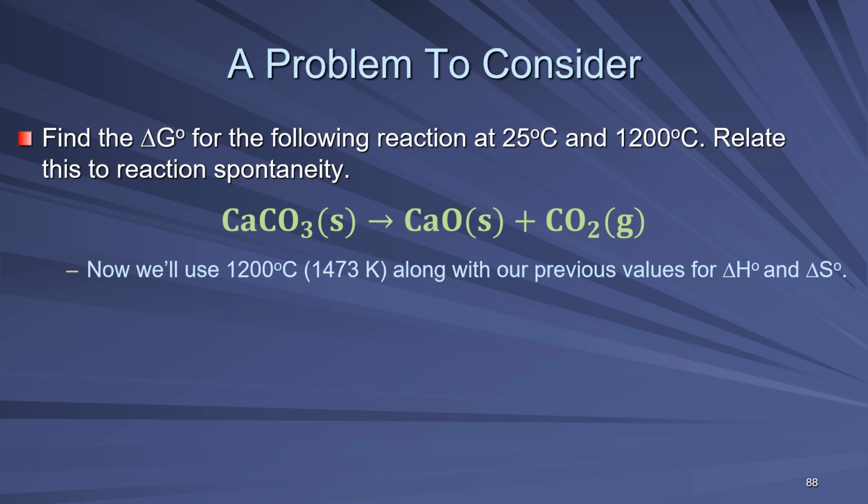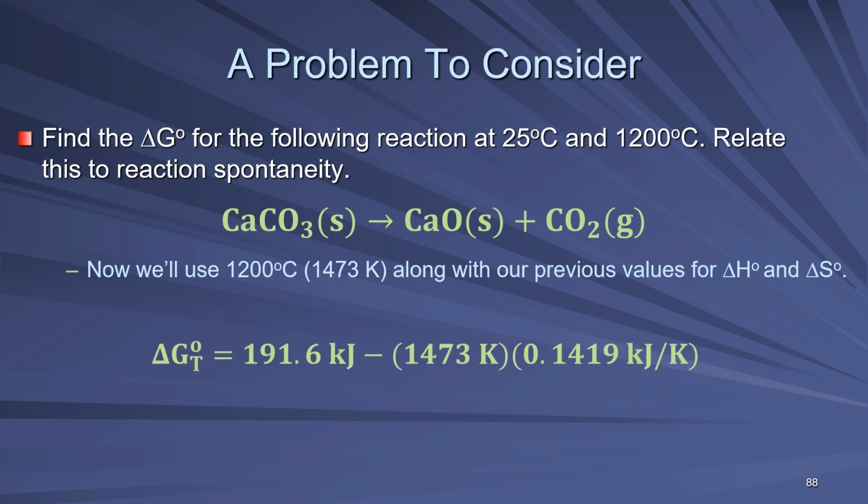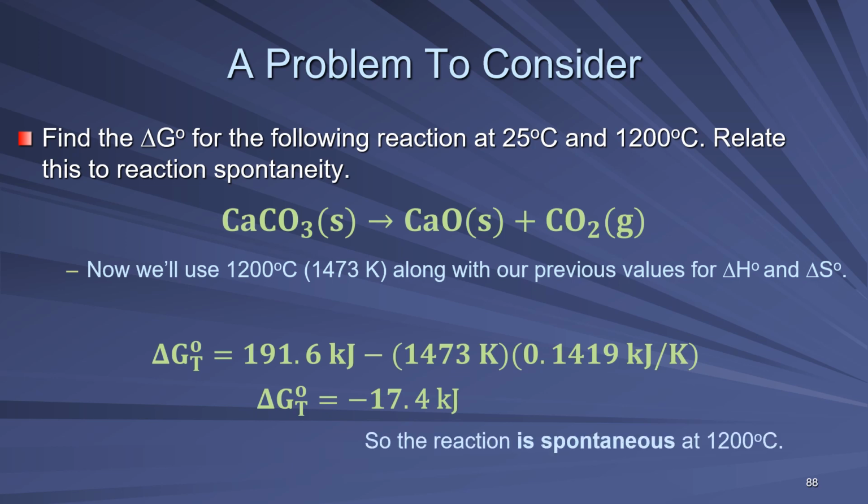Now let's plug them in at 1200 degrees. So 1200 degrees Celsius is 1473 Kelvin, and we use the same H and S as before, again making sure to convert delta S to kilojoules. If we plug those numbers in, we get delta G is negative 17 kilojoules, which is spontaneous. So this reaction is spontaneous at 1200 degrees. This is one of those examples we saw that if both delta H and delta S are positive, then it will be spontaneous at relatively high temperatures and non-spontaneous at low temperatures.